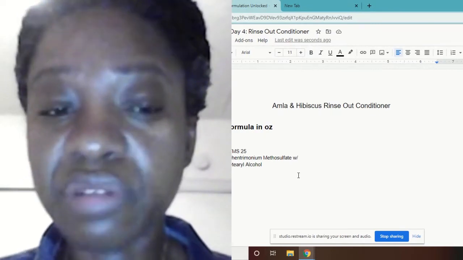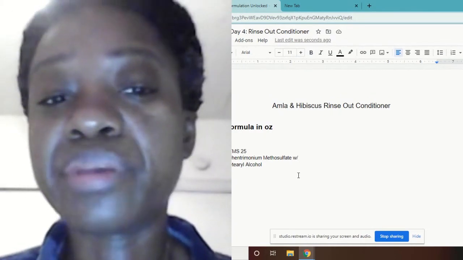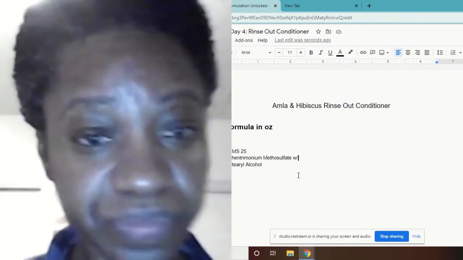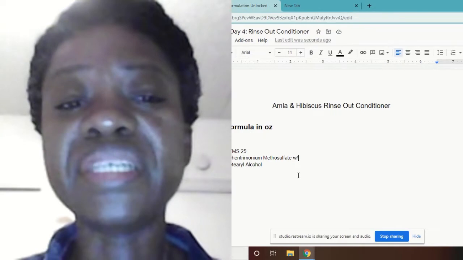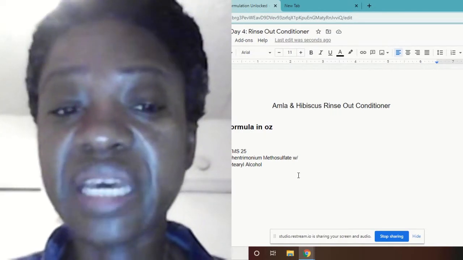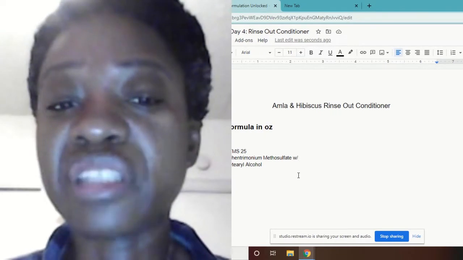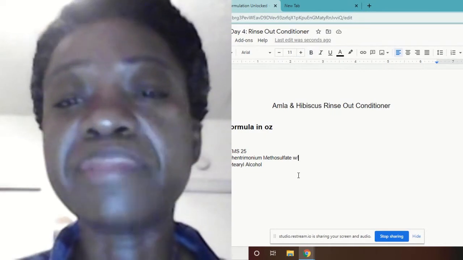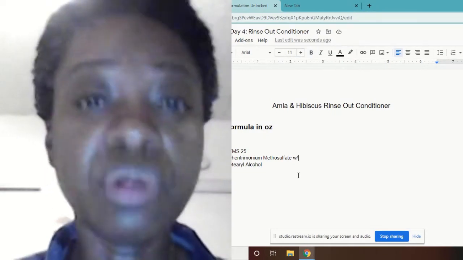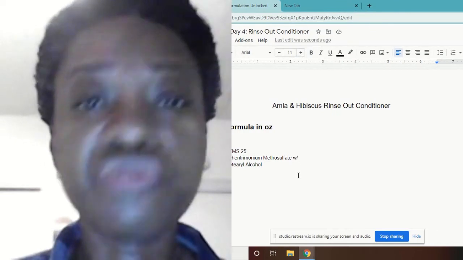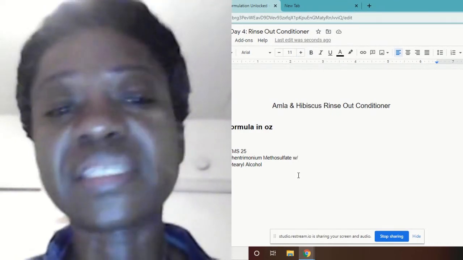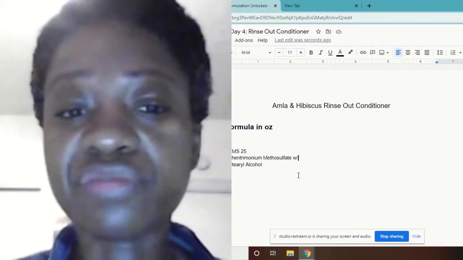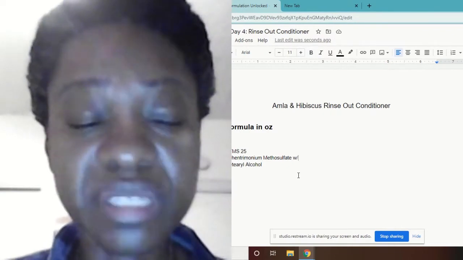In manufacturing, you can buy behentrimonium methosulfate by itself. But at the crafter level, it's always going to come mixed with something, which is fine. BTMS 25 specifically is behentrimonium methosulfate with cetyl alcohol. Behentrimonium methosulfate is a natural emulsifier derived from rapeseed oil. It has a long scary name, but it's really not scary. It's just kind of like a wax that they've created derived from this oil.